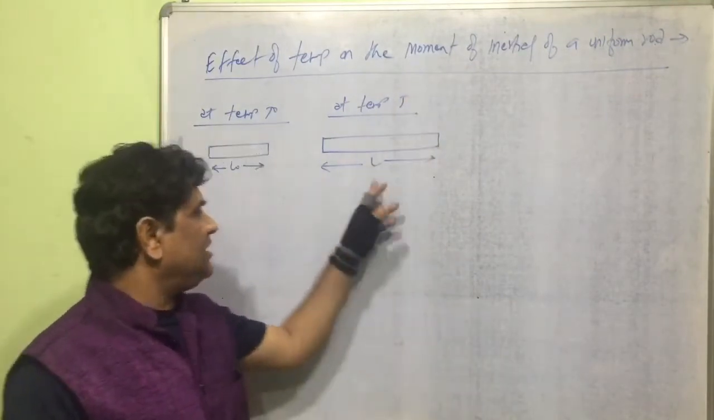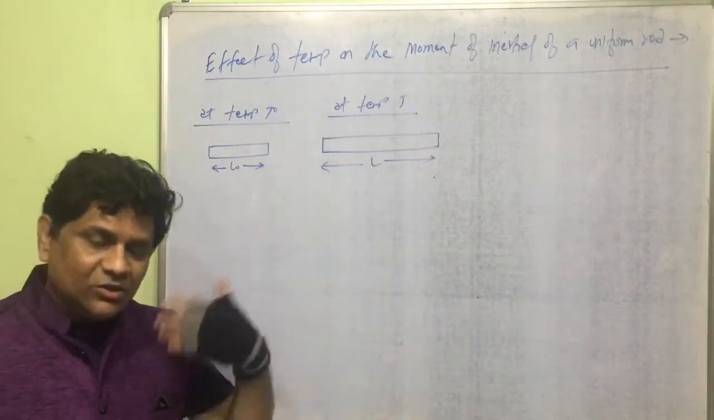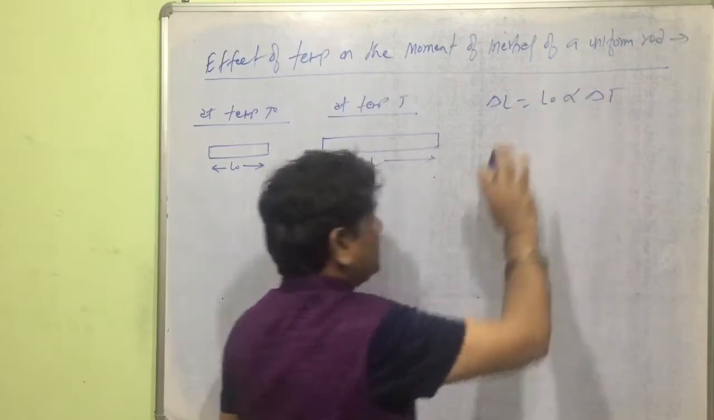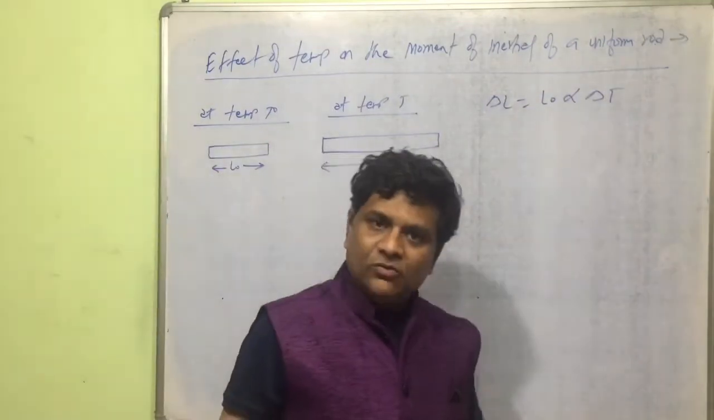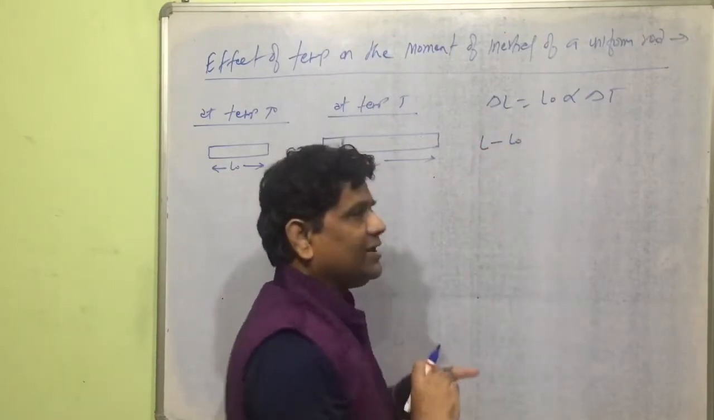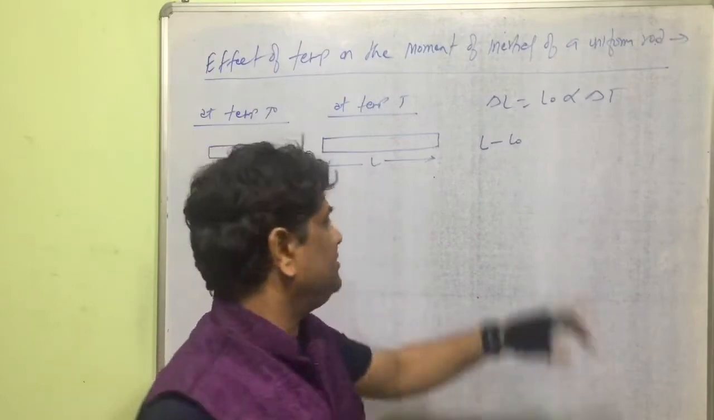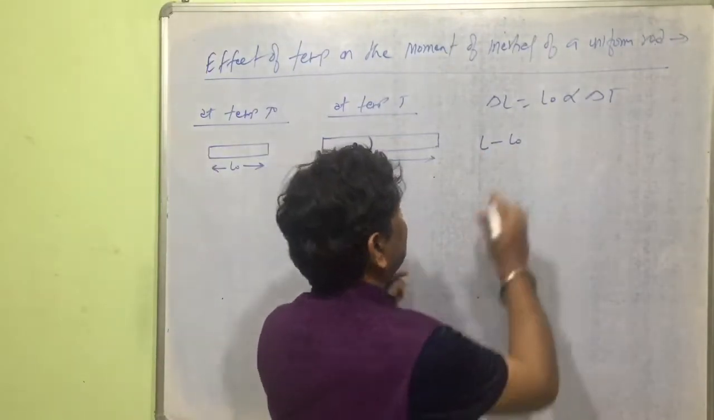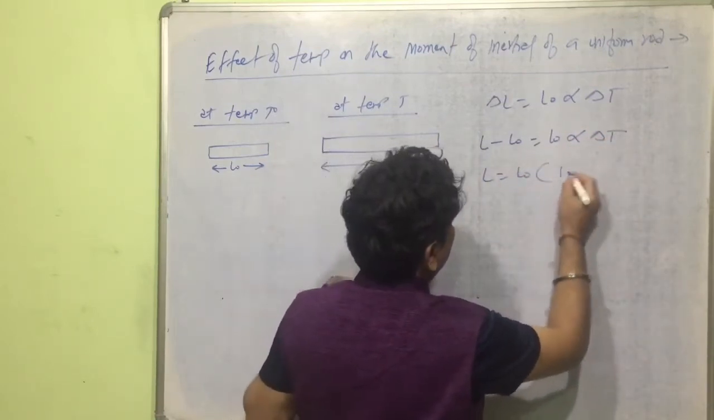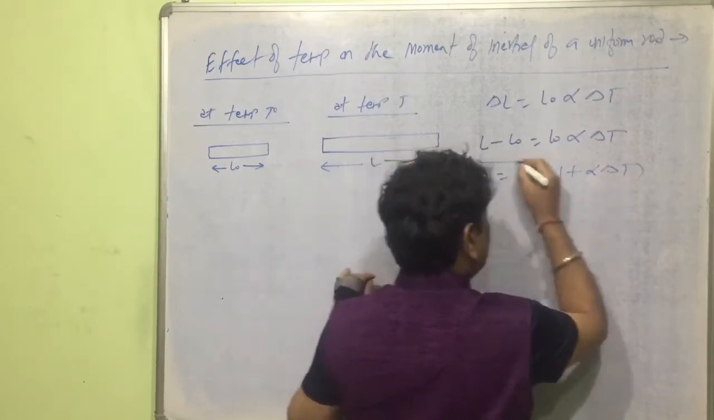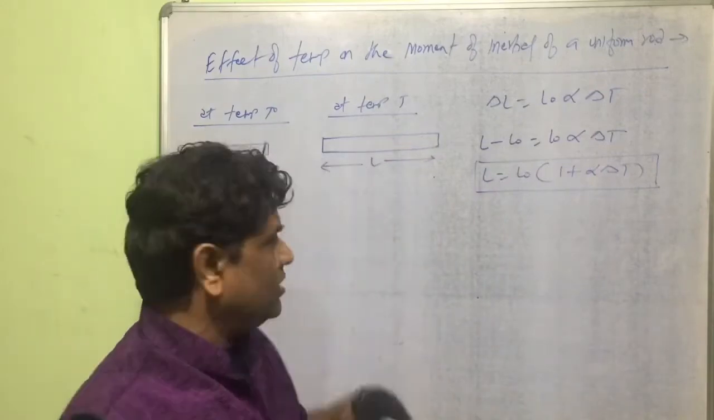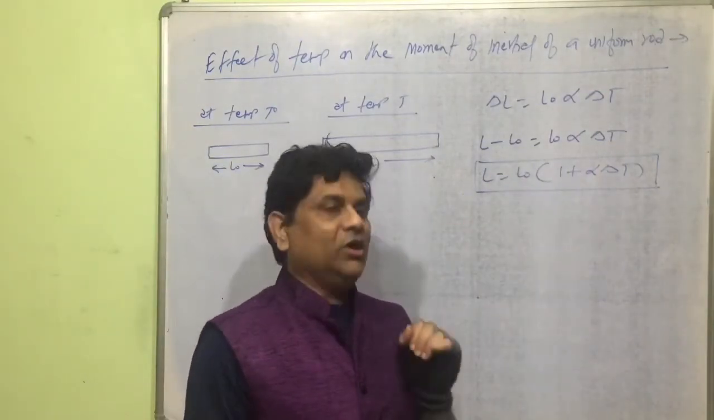If temperature increases, length also increases. Here delta L is equal to L naught into alpha delta T. You know all students that relation, delta L is equal to L naught alpha delta T. What is delta L? Delta L is equal to L minus L naught. Change in length is always final minus initial length. So final minus initial length is equal to L naught alpha into delta T, or L is equal to L naught into 1 plus alpha delta T. This is the relation between the initial length and the final length of the rod.